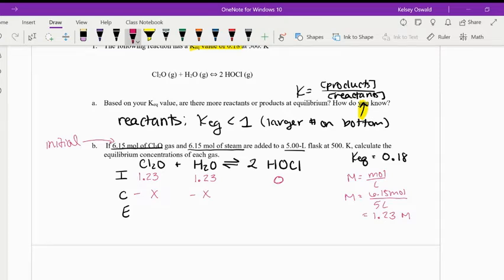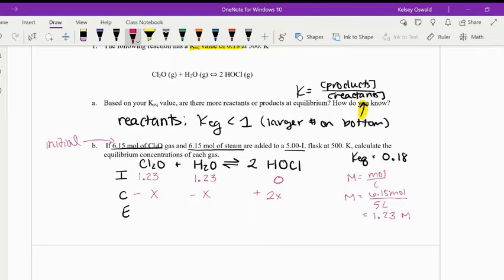And since they have coefficients of 1, it's only going to be minus 1x. Whereas for our product, that has a coefficient of 2. So instead of just being x, it's going to be 2x, because we don't know how much product we're going to have at equilibrium yet. And since it's a product, we're going to be producing it, so we want to leave that as a plus in our change row.